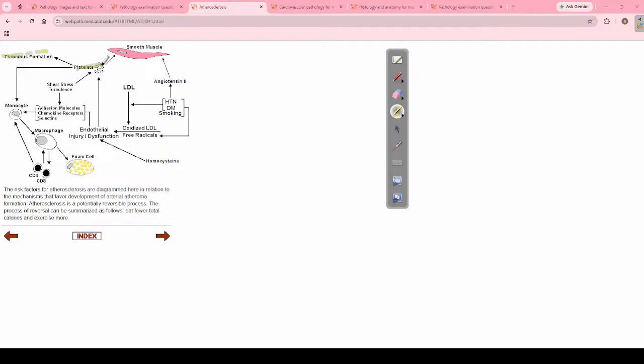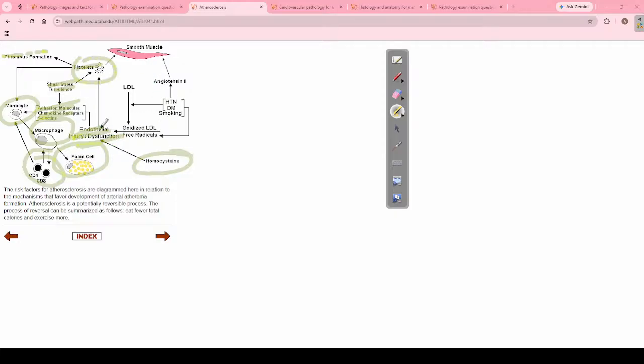So there is shearing stress or turbulence in the heart vessel. There are adhesion molecules and chemokine receptors which are activated, which all stimulate monocytes. These monocytes will further stimulate macrophages, which form foam cells, and also CD4 and CD8, which are complement pathway. Another thing you should remember is the biochemistry, in which homocysteine is involved in making the endothelial injury or dysfunction. All of this actually stimulates the platelet.